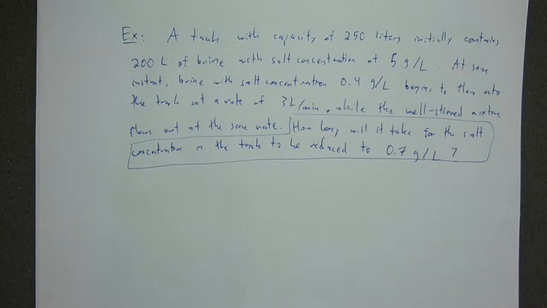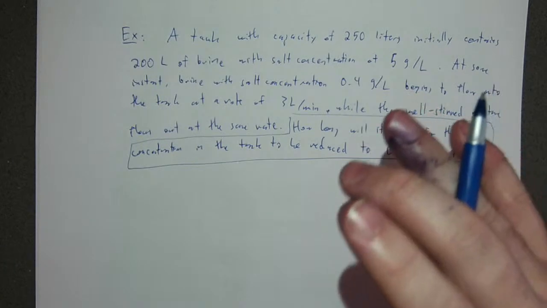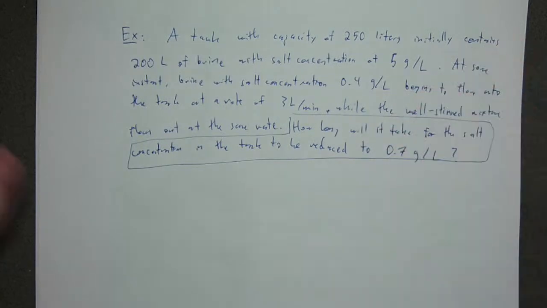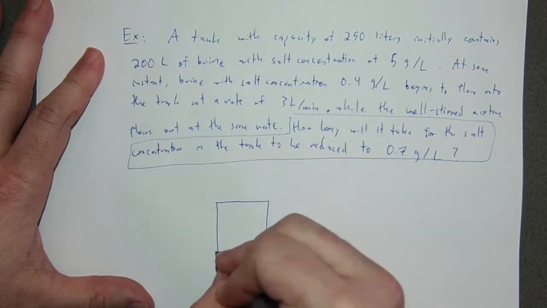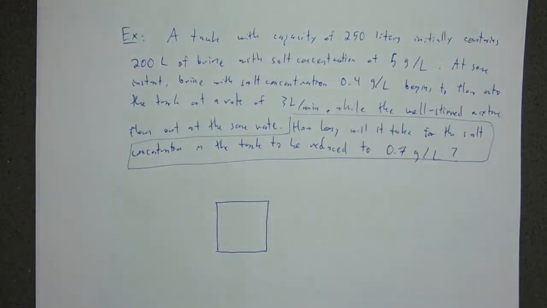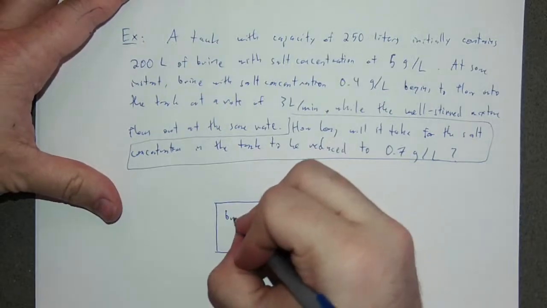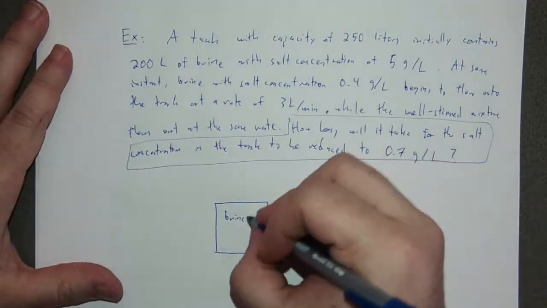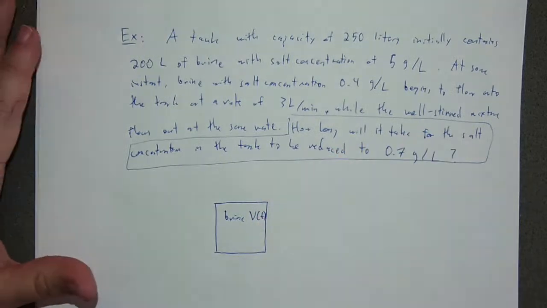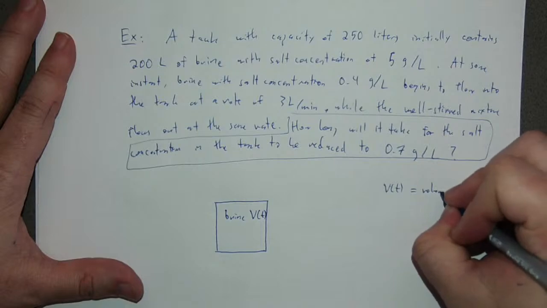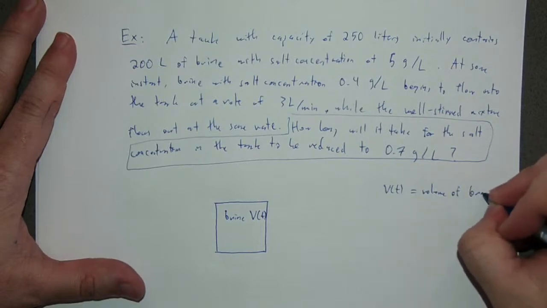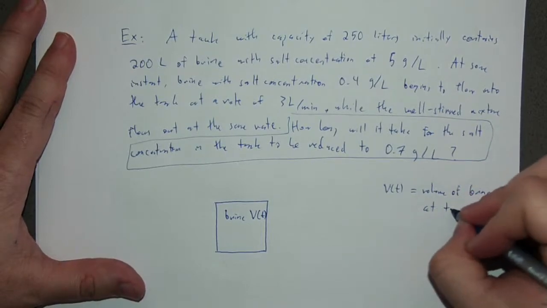So what's the best way of going about solving this? The best advice I can give you with all these problems is to draw a picture. Okay, so I draw a picture. So here is my tank. All right, and in my tank, I have brine that takes up some volume. So let V of t be the volume of brine solution at time t.